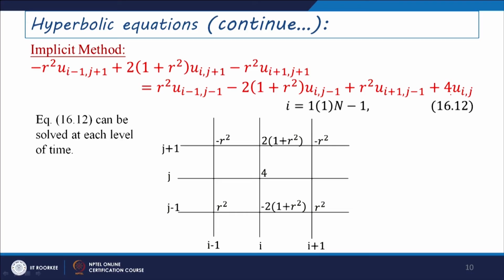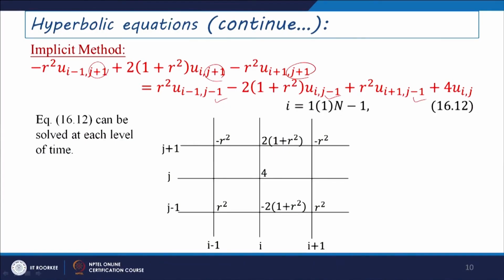Especially if you see here, the j plus 1 coefficients, all these terms we have just kept on the left hand side, since these terms are unknown to us, and the i minus 1, j minus 1, and the other j minus 1 values are all values calculated at the previous time step. So, that is why we keep these things on the right hand side.